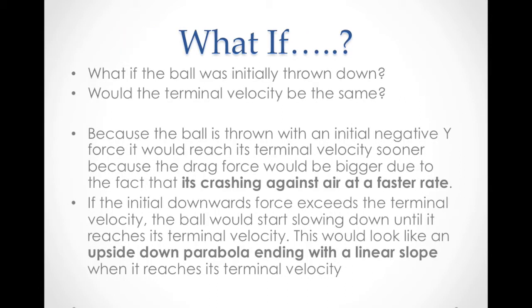So what if the ball was initially thrown down? Would the terminal velocity be the same? Because the ball is thrown with an initial negative y velocity, it would reach its terminal velocity sooner because the drag force would be bigger due to the fact that it's crashing against air at a faster rate. If the initial downward velocity exceeds the terminal velocity, the ball would start slowing down until it reaches its terminal velocity. This would look like an upside-down parabola ending with a linear slope when it reaches its terminal velocity.